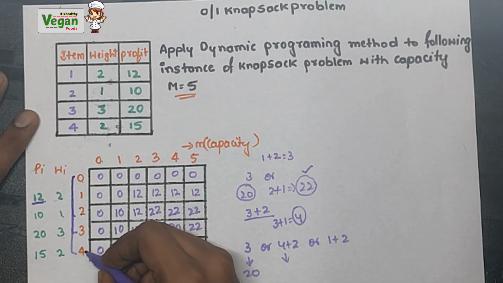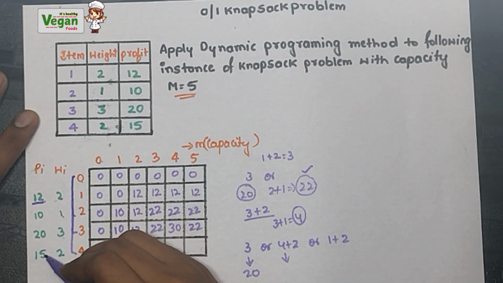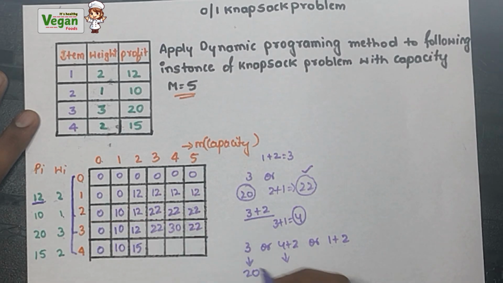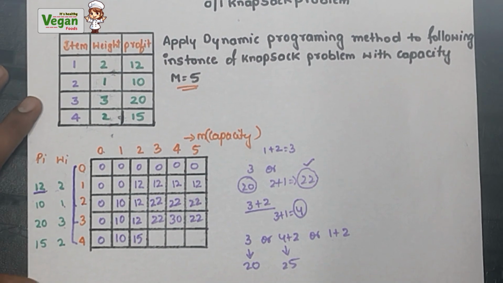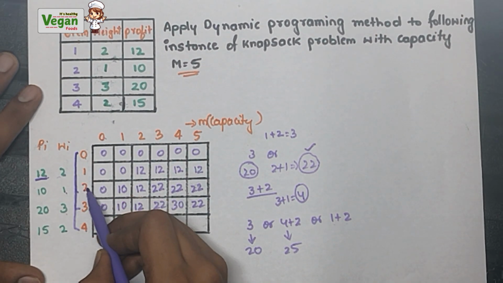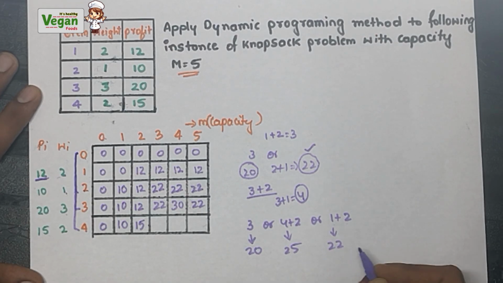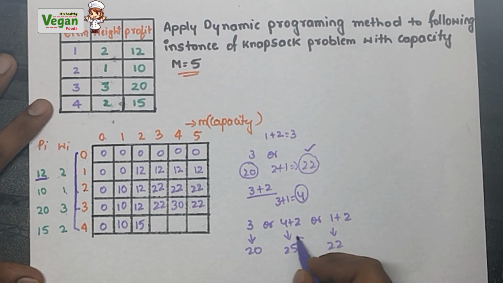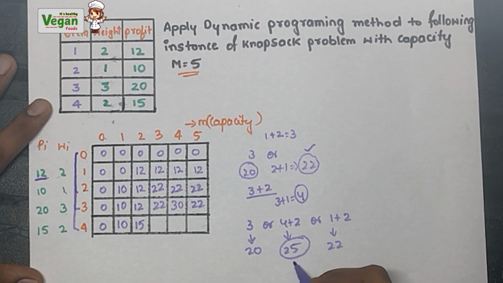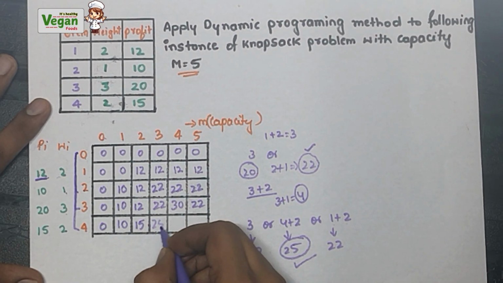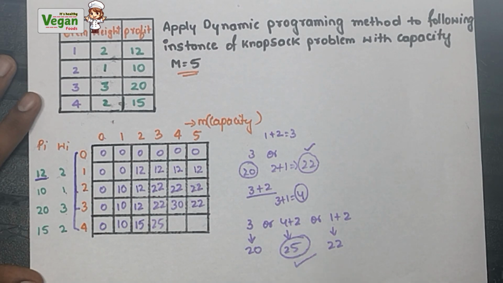For 4 plus 2, fourth item plus second item, profit will be 15 plus 10, that is 25. For the first and second item, 12 plus 10, 22. So 20, 25, 22. What is the maximum profit? 25. So I will write 25 by choosing the fourth and the second object or the item.